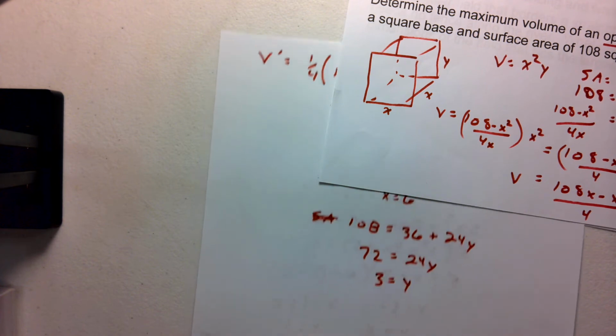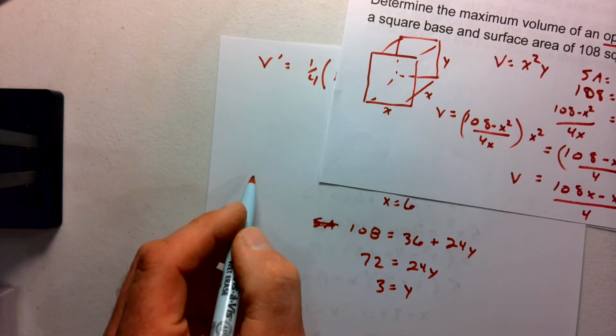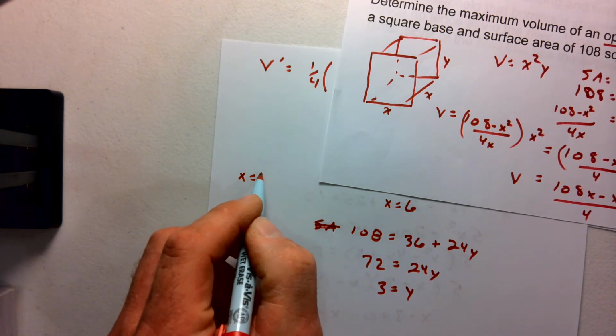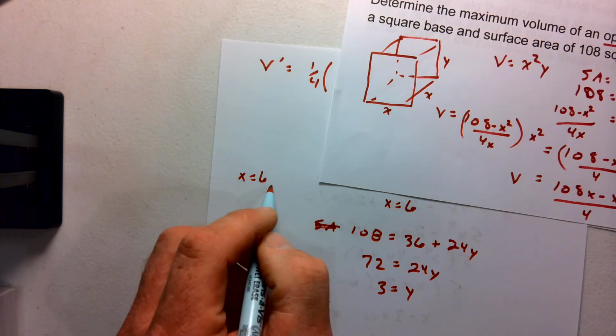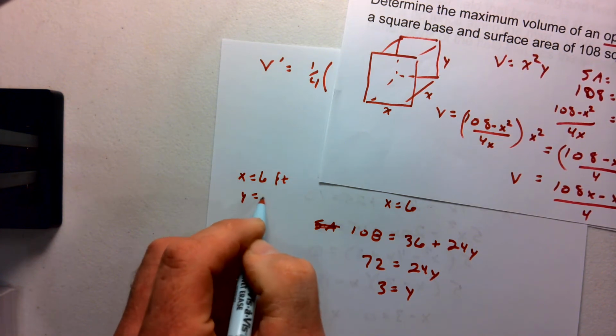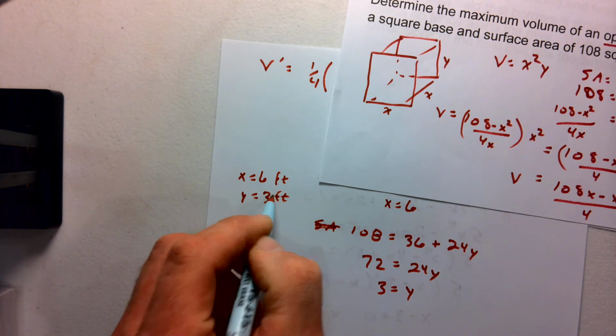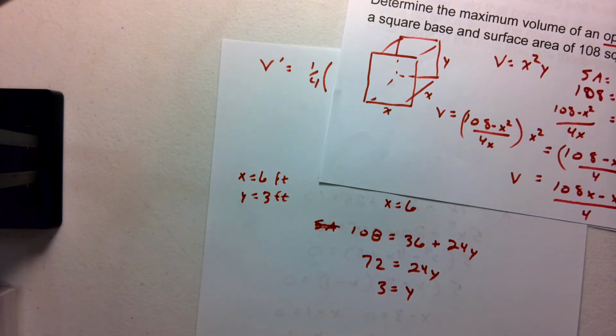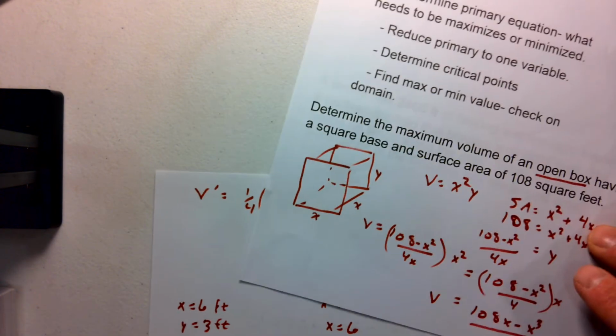So in this case, we know that x is going to equal 6, and our units on this is feet, and our y value is going to be 3 feet. And that's going to give us our maximum volume that we're going to have.